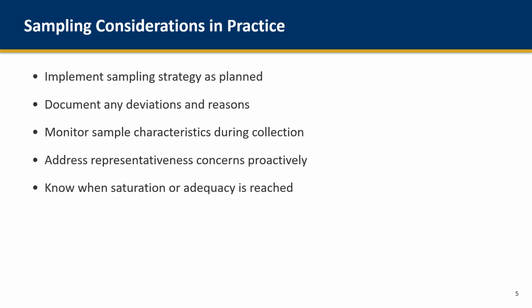Know when you've reached saturation or adequacy. Qualitative research aims for saturation, the point where additional data generates no new insights. This requires ongoing analysis during collection. Quantitative research requires adequate sample sizes for statistical power. Don't collect less than needed, but also recognize when you have enough.